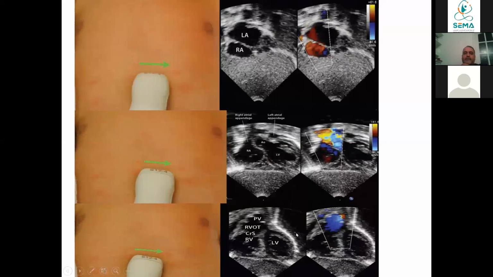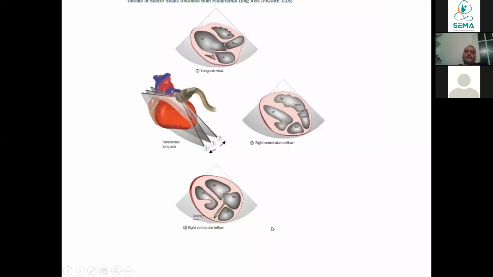Also, if you go more down, you'll see the right ventricle outflow. It means the pulmonary and the pulmonary valve also. So this is the right ventricle, left ventricle, pulmonary valve, and right ventricle outflow, and you will see also the pulmonary vein from this view.